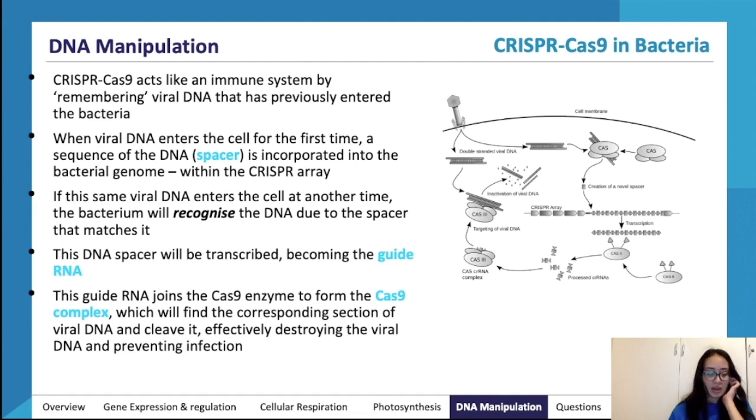Okay, good. I have got a diagram here. I'm just going to spend some time going through this diagram because it's kind of a complex process.